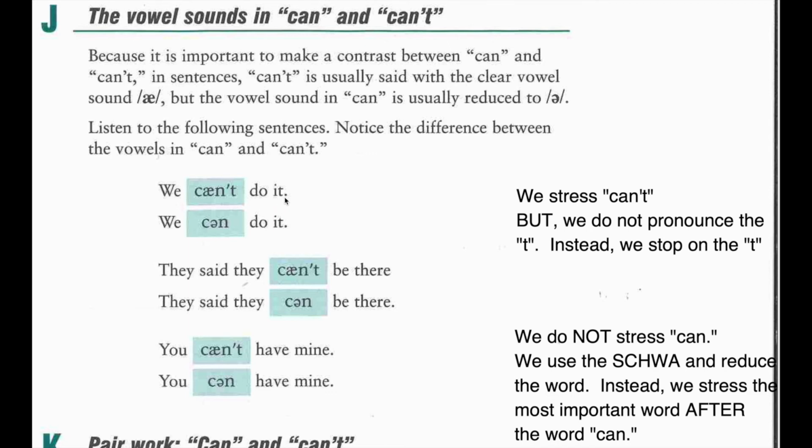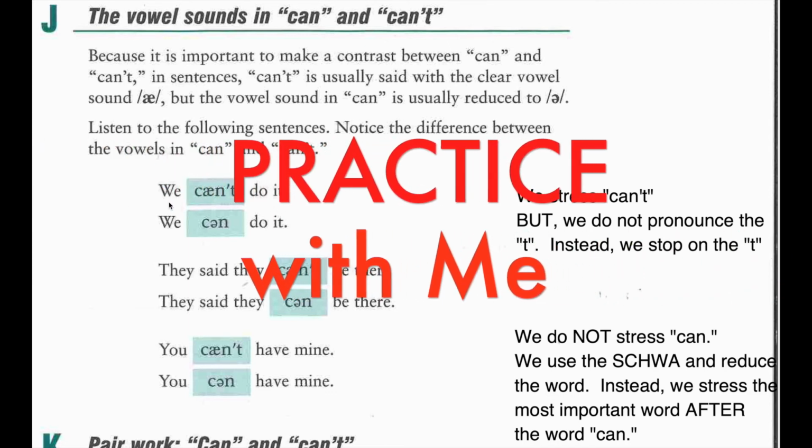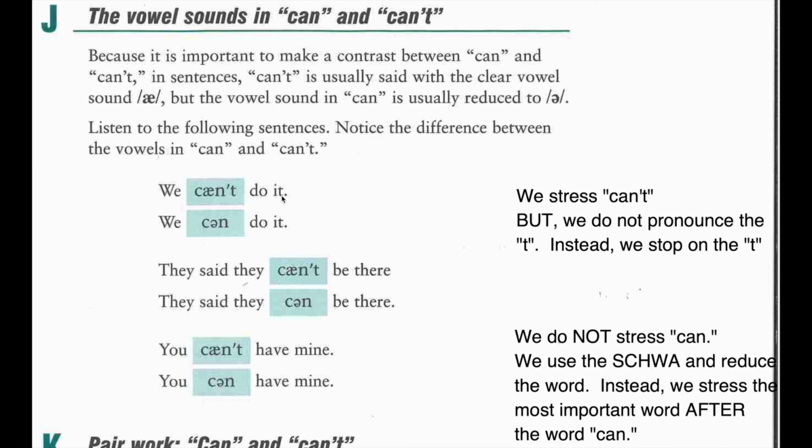We can't do it. You say it. We can't do it. Okay, look at the next one. We can do it. We can do it. Now, if you noticed, one big difference between these two, and again, it's very hard to hear, is that in the first example, the word can't is going to be stressed, because in English, the negative words are often going to be more important.